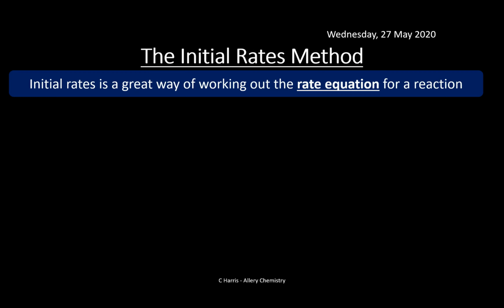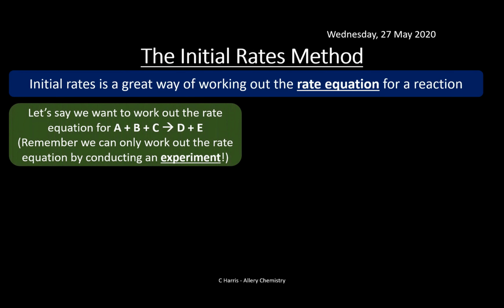Okay, so initial rates is a good way of working out the rate equation that we've just seen for a reaction. So let's say we want to work out the rate equation for A plus B plus C gives D plus E. Remember, we can only work out the rate equation by actually doing an experiment. So we're using a generic example here.